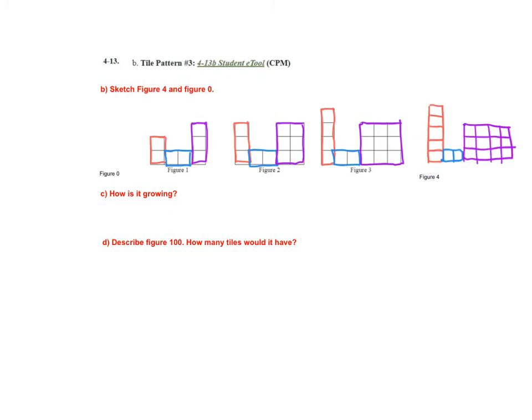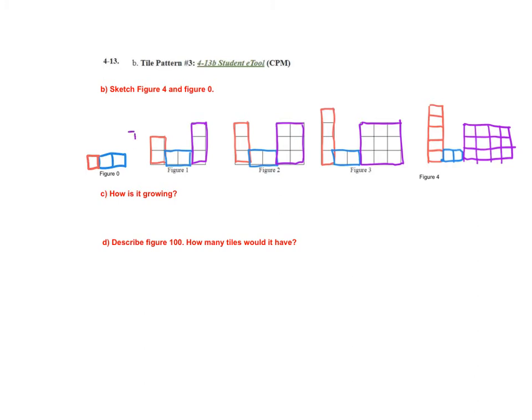So taking a look now at figure number 0 then. So figure 0, we've always got these 2 blue that are staying in the middle, so I'm going to start there. And then my red left side, well, that was always 1 more than the figure number. So that's just going to be 1 because it's 1 more than 0. And the purple, well, it matched the figure number.